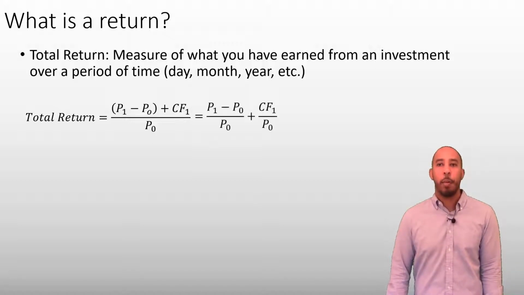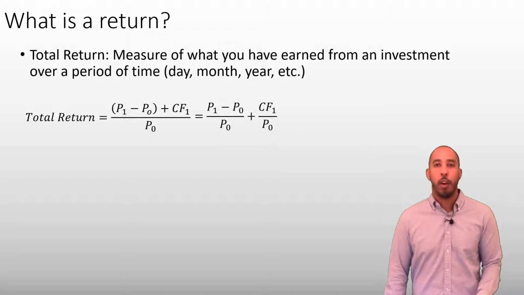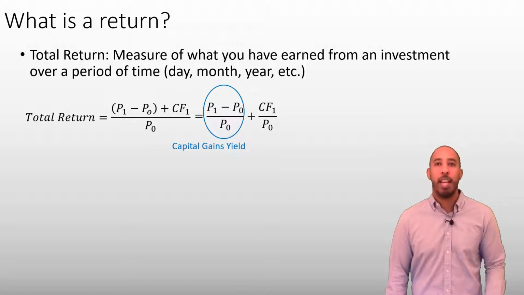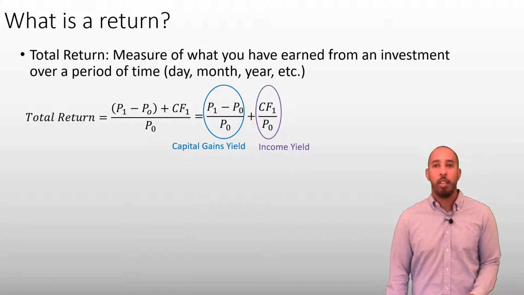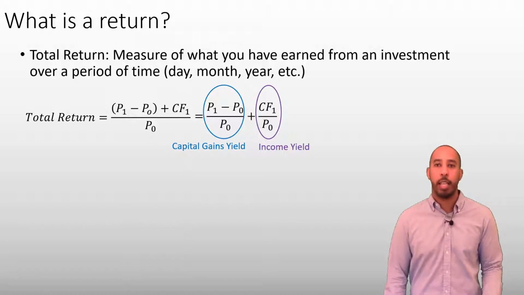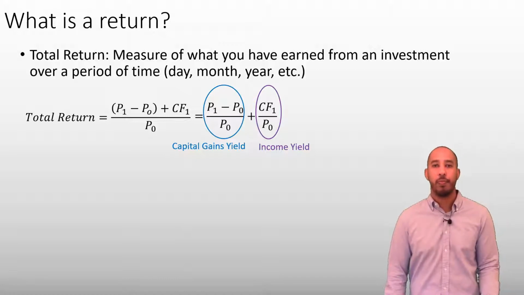We can separate this formula into two components. First, the price or capital gains component. The capital gains yield will illustrate how much the investment has changed in value over some period of time. And the income yield will illustrate how much cash flow you earn from the investment. We give these different names depending on the type of security we're looking at. For bonds, we call this the current yield, and for stocks, we call this the dividend yield.